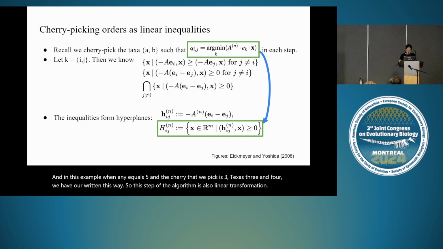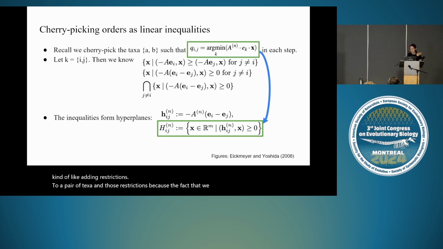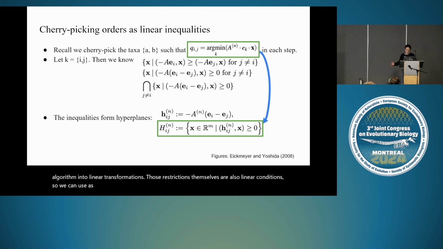Okay, now we know that in every iteration of the neighbor joining algorithm, we want to pick the taxa that corresponds to the entry of the Q vector that has the smallest value. So this is kind of like adding restrictions to a pair of taxa. And because we can turn every step of the algorithm into linear transformations, those restrictions themselves are also linear conditions. So we can use those linear conditions to get these linear inequalities that we will use to construct hyperplanes.